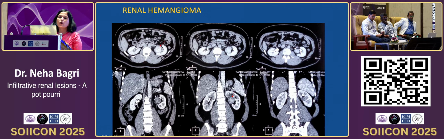Now coming to non-malignant ones, vascular anomalies, renal hemangiomas. They can occur as a solitary focal mass or a diffuse infiltrative process. Here in this case you can see this enhancing lesion in the renal pelvis, and they will show persistent enhancement in the delayed phases.